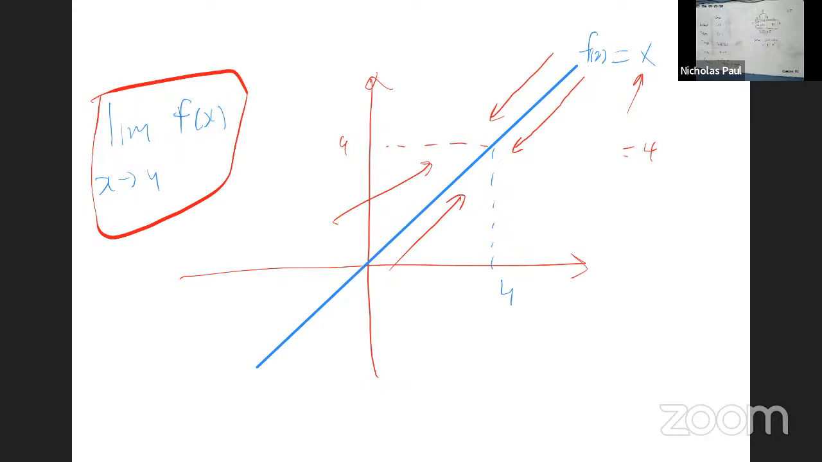I want to show you an example where that does not happen. Watch this here. Let's say I gave you this function. Forget what it really is. Let's say I gave you a function looking like this.